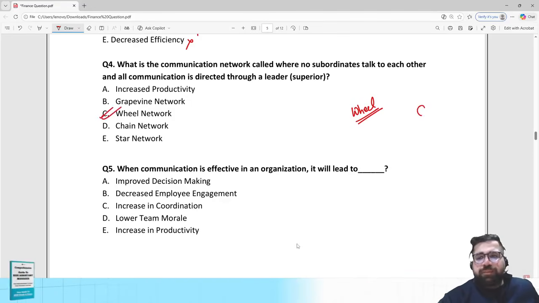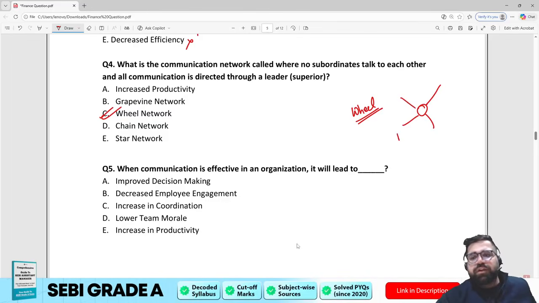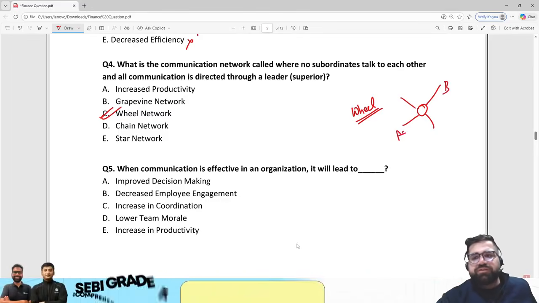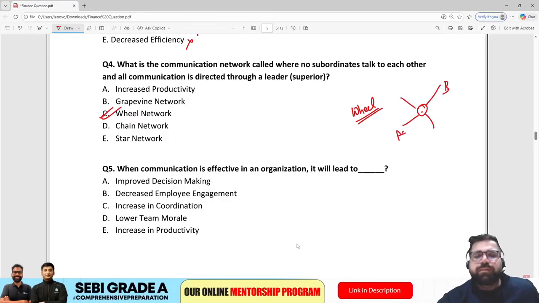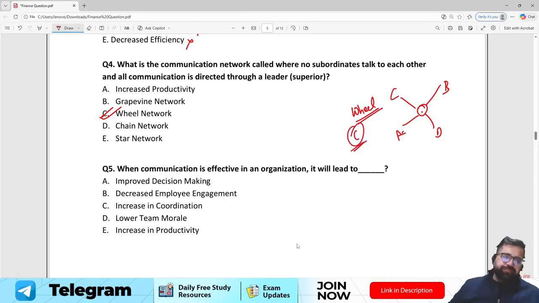Now in wheel, what happens? You have a person who is acting as a center leader, and everybody is connected to him. So if A wants to talk to B, messages will first go to the leader and then the leader will pass it to B. Right? If D wants to talk to A, or if C wants to talk to B, everything will happen through the leader. Therefore, my correct answer will be option number C.